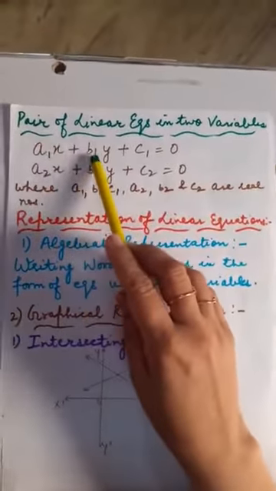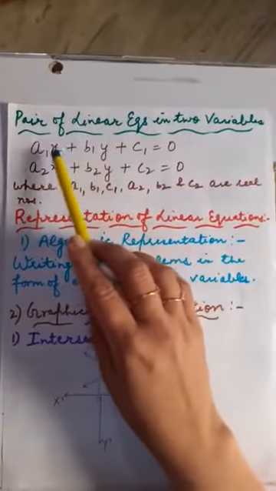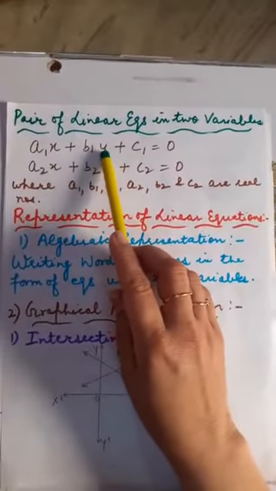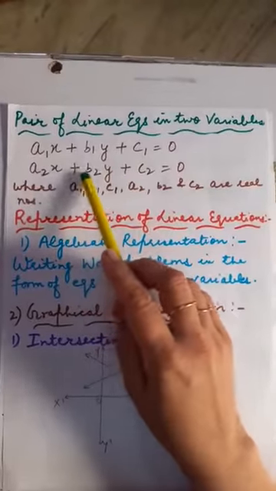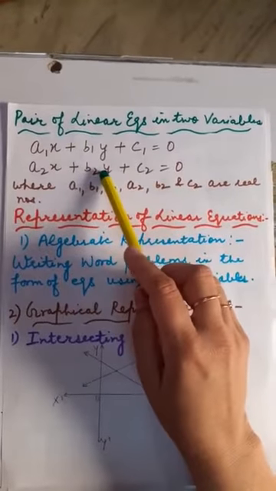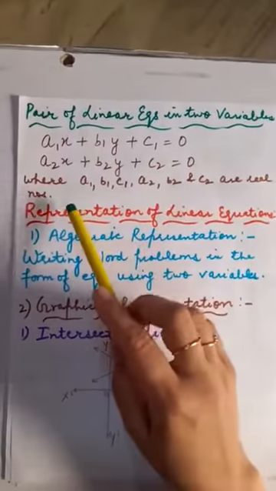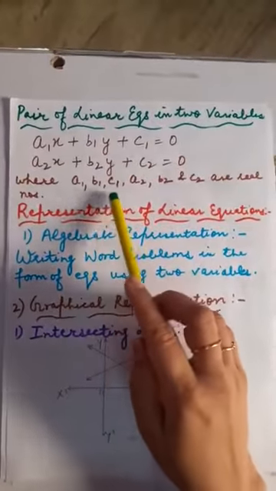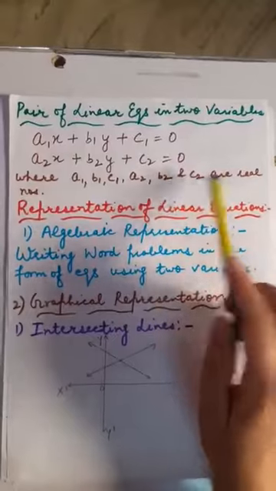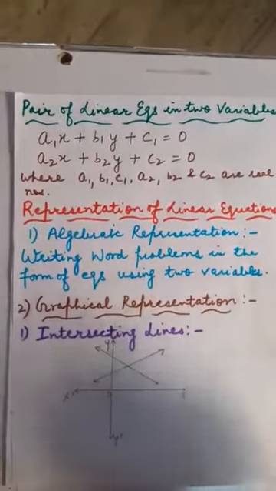Here a1, b1 are the numerical coefficients of x and y. Similarly, a2 and b2 are also the numerical coefficients of x and y. c1 and c2 are the constant terms. Or in other words, you can say that a1, b1, c1, a2, b2 and c2 are real numbers. Fine.